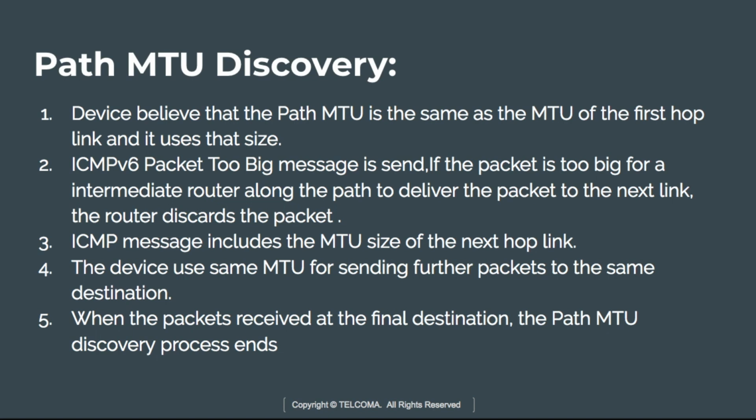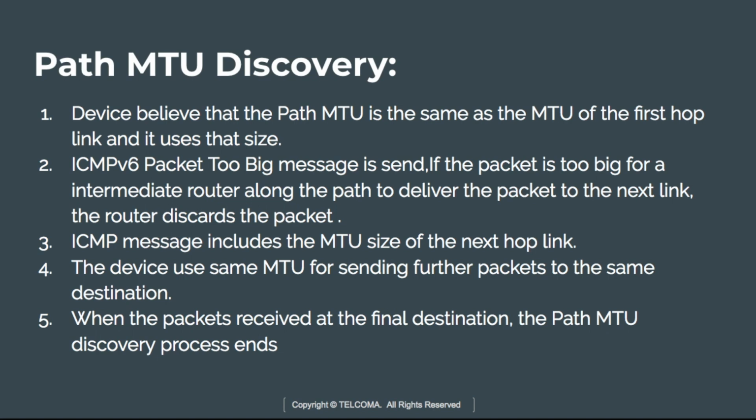First of all, the device that is sending the packet over the network will believe that the path MTU is the same as the MTU of the first hop link, and it will use that same size. It will send the packet to the next hop link in the network using the same path MTU as its own. Then, as it sends the packet of that size, an ICMP version 6 packet too big message is sent back to the sender.